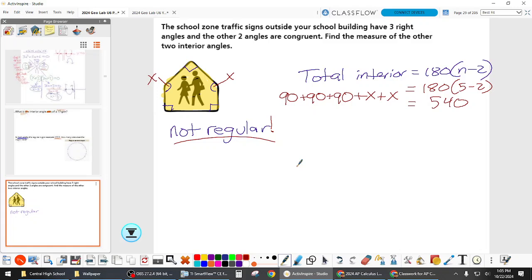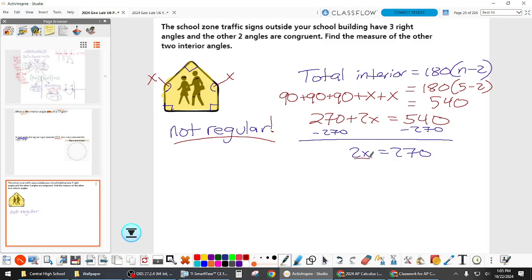Now I got my line kind of crooked there, but in other words, the total interior angle is the total of the 5 angles that we have in it, right? So we get 270 plus 2x equals 540. How do we solve from there? Yep, and then divide by 2. So we get 135 degrees each. Okay?